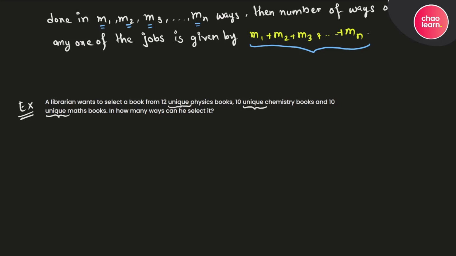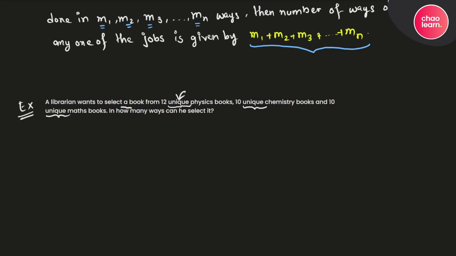It's very important to remember that this particular word unique is really important, because otherwise there would have been just 3 ways of selecting a book. Either he could have chosen physics or chemistry or maths, right? Because all the books in physics or chemistry or maths would have been identical, so there would have been 3 ways. But as we are told that there are 12 unique physics books, each and every book is unique in itself, and that's why these are separate cases, right? So he wants to select a book, one book out of all of these. We have to find out the number of ways of doing so, right?